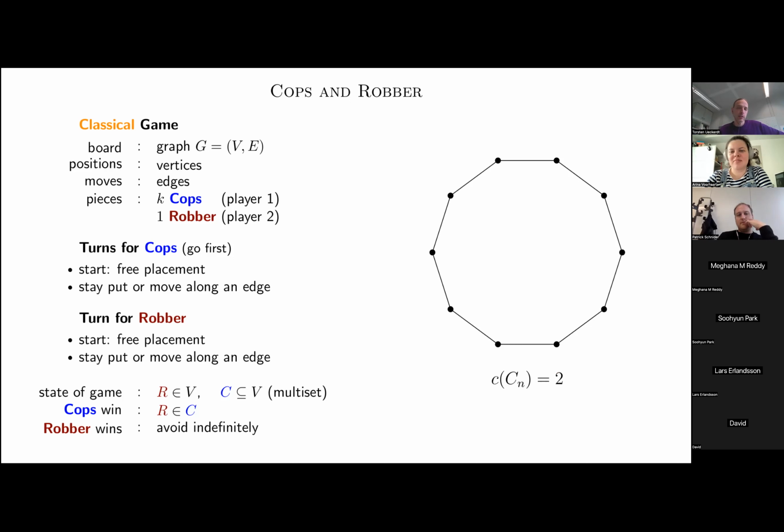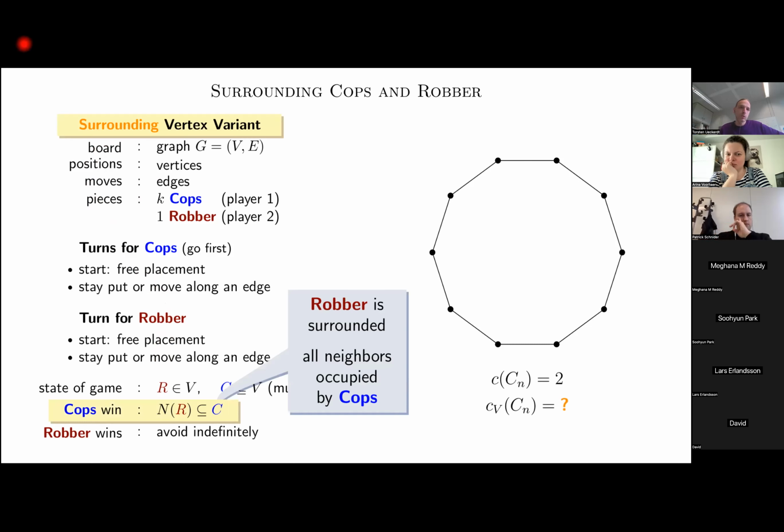Now, let me show you what we actually did. We didn't consider the classical cop number in the first place. We started with a new variant of the game that has been introduced recently. So the rules are basically the same as for the classical variant, but this new variant, which is called the surrounding vertex variant, just changes the condition of when the cops win.